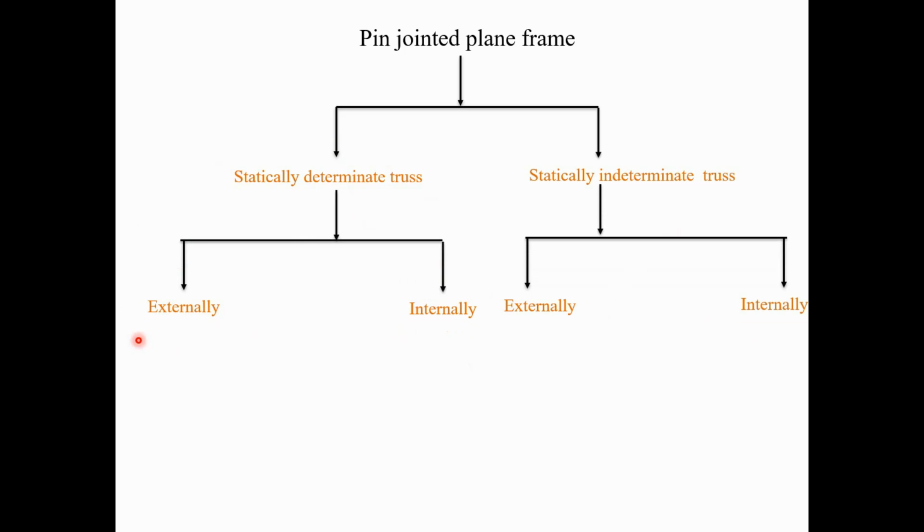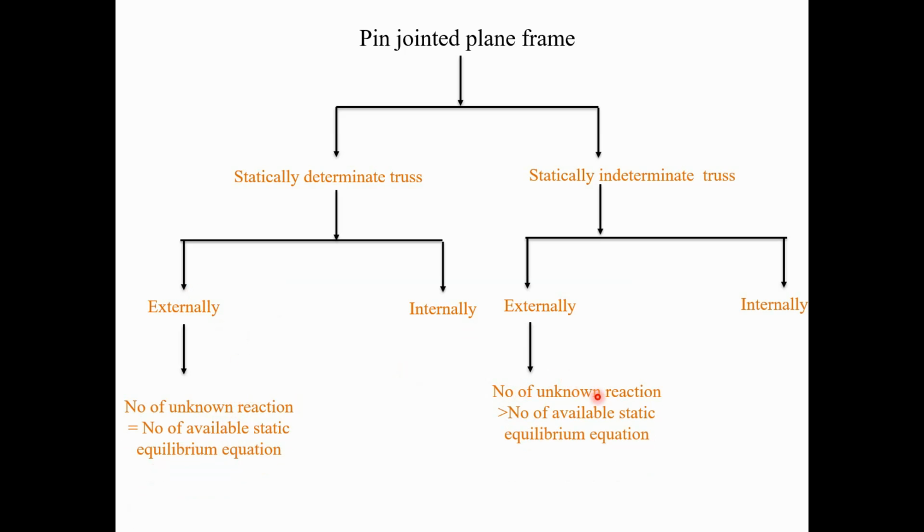So when you check the truss for statical determinacy externally, we should have this condition in the truss that number of unknown reactions is equal to number of available static equilibrium equations. Then the truss becomes an externally determinate truss. Otherwise, if this condition is not satisfied, if number of unknown reactions is more than number of available static equilibrium equations, then your truss becomes an externally indeterminate truss.